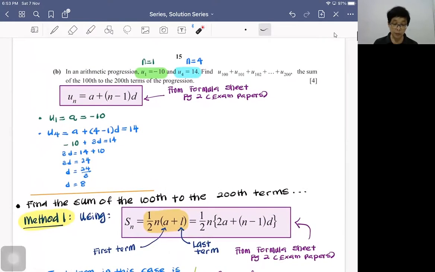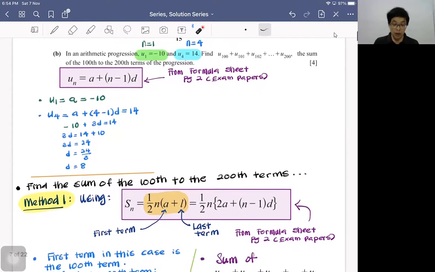In an arithmetic progression, given to us U1, which is the first term, equals -10, and U4, which is also the fourth term, equals 14. Then they give us the instruction to find U100 adding on all the way to U200, the sum of the 100th to the 200th term of the progression.